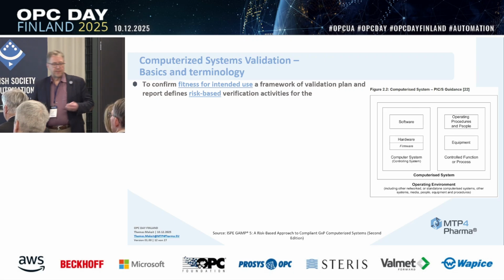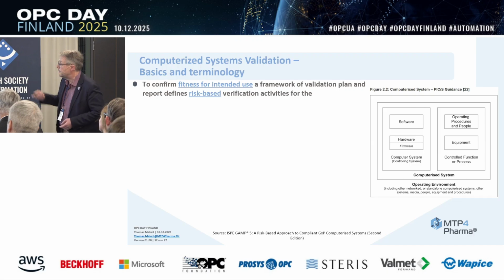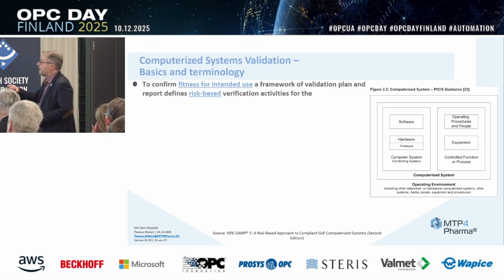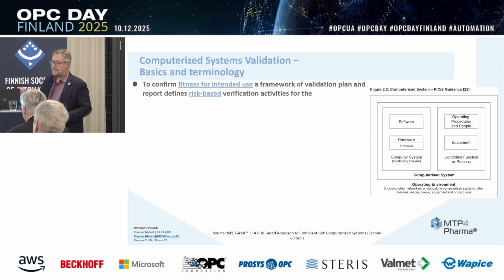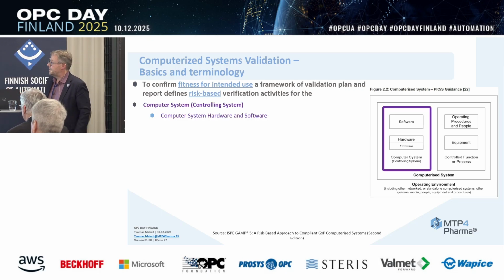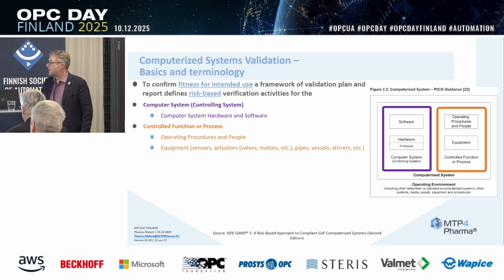And when we talk about data quality and so on, in pharma you must prove that the sensor has the right accuracy and has the right range. We do this in the framework of validation plans and reports, and do it risk defined. You define verification activities for the computer system hardware and software, for the controlled function or process, equipment, motors, pipes, vessels. Is that the right material?